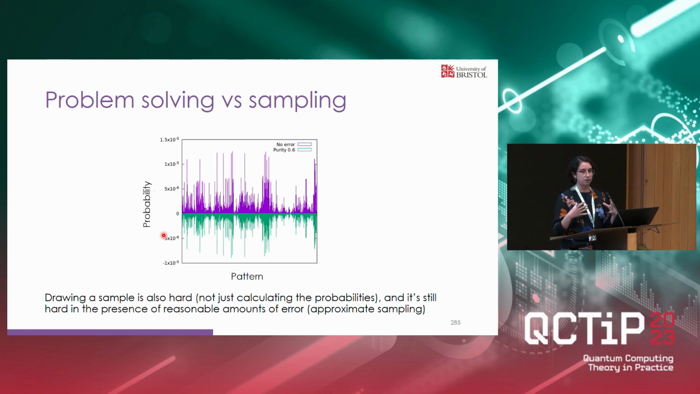Gaussian boson samplers don't just tell you hafnians of matrices. What they do is they spit out samples. So they give you a series of click patterns according to some underlying distribution. And that distribution is found by calculating hafnians.